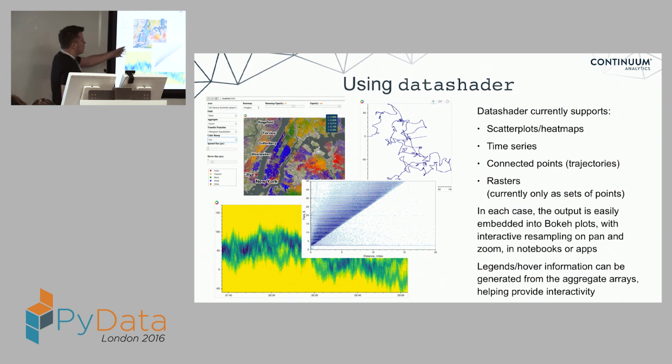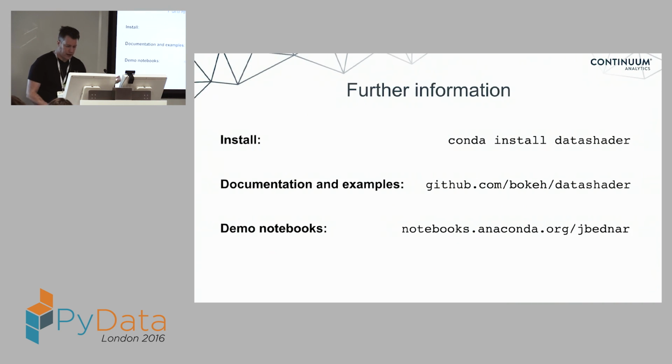Anyway, these are things it currently supports: time series, heat maps, trajectories, that sort of thing. There are a lot of examples here. I think they're looking at some of the Uber data set in one of these, and this is some of the census data set. There are quite a few interesting things and a lot of examples in the repo. So check it out. Conda install datashader. It's on GitHub as well under the Bokeh organization, and there are several notebooks up on anaconda.org as well.